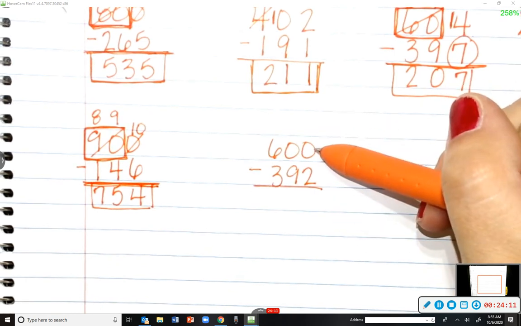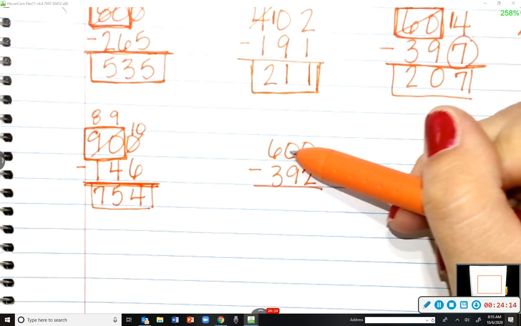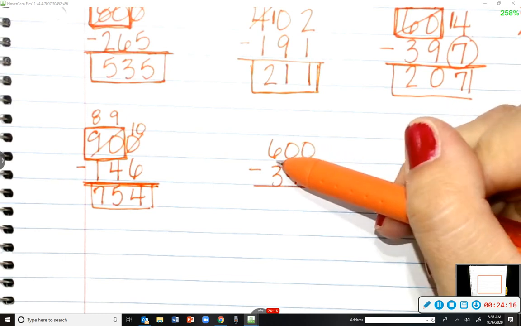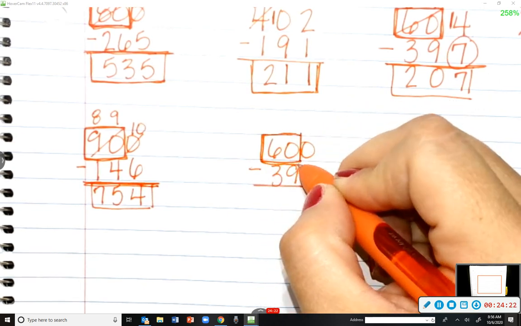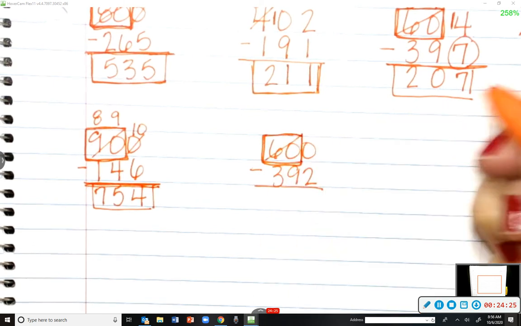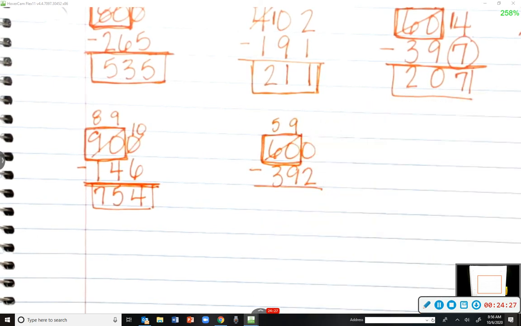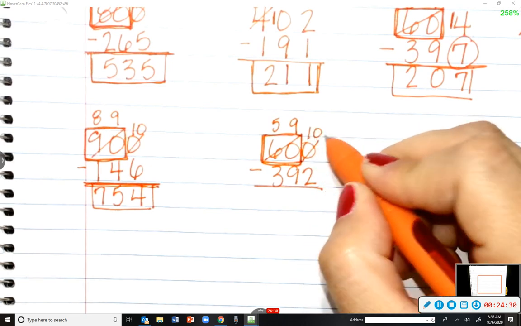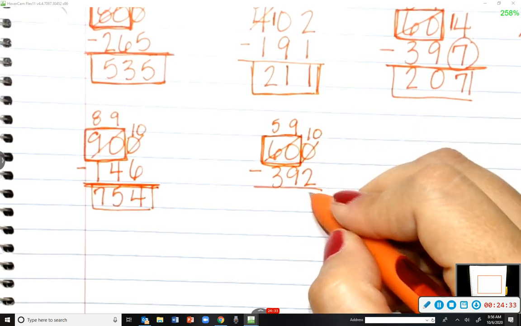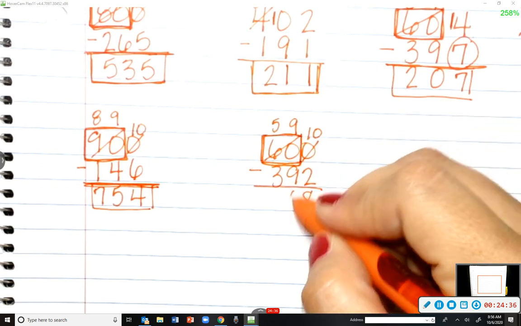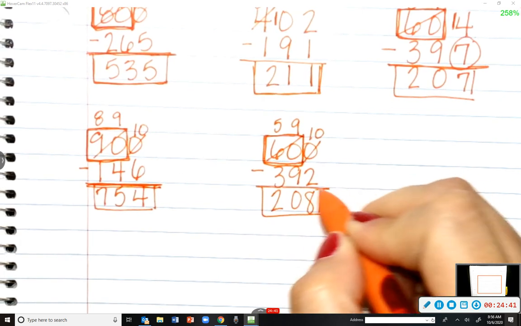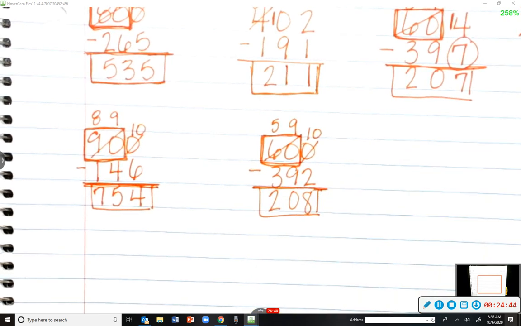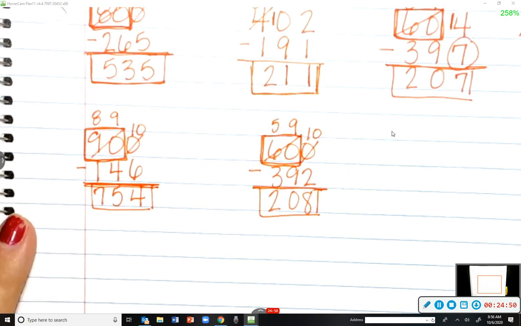We can't do 0 minus 2. And I can't borrow from a 0. So I'm going to go ahead and box this as a 60. And if I borrow from 60, it would become a what? 59. Good. Now this can become 10. 10 minus 2 is 8. 9 minus 9? 0. And 5 minus 3? 2. 208. Yes.